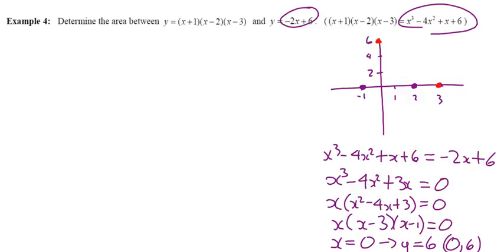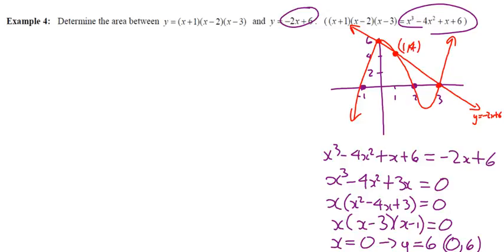Okay, so that means this line here is y equals negative 2x plus 6. And then the other line is going to do what? The cubic. I guess it's going to be red as well. There's the cubic. There was one other point, right? 1, 4. So the cubic is above.